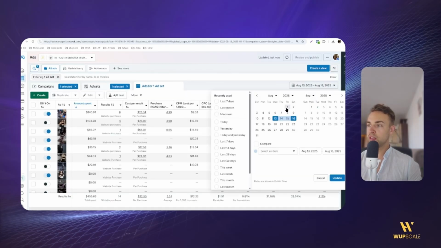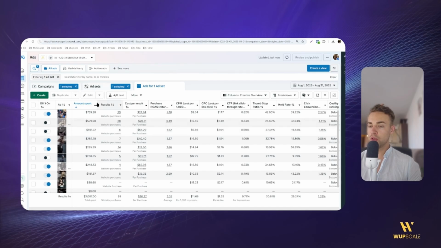So if we look at the whole August, I started testing in the first 2 weeks. Now let's add the full month of August. These are recent results. For the full month, we had 3K spent and 99 purchases at a $30 cost per purchase and over a 3x ROAS.